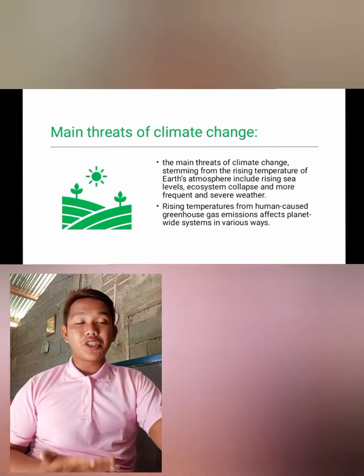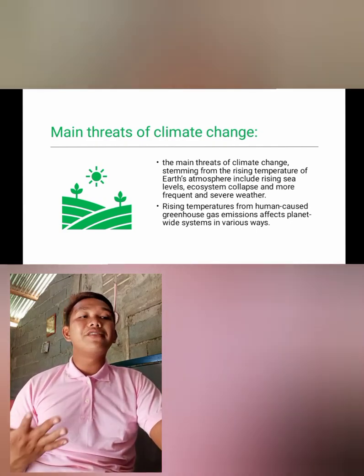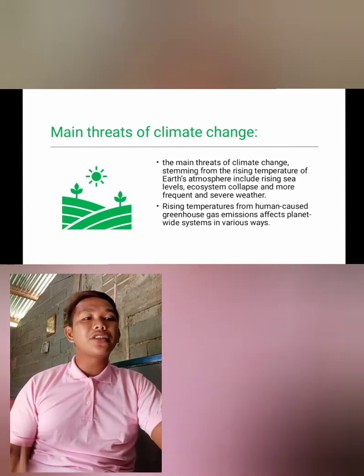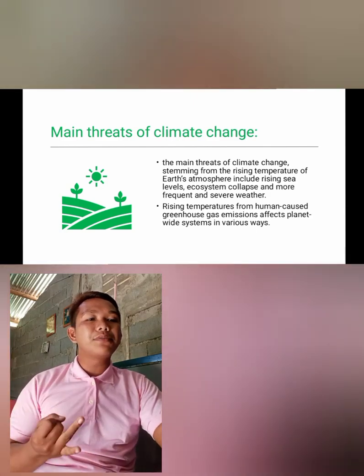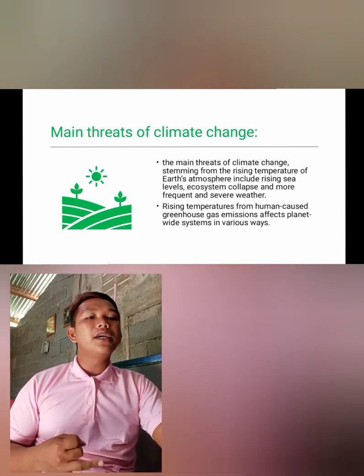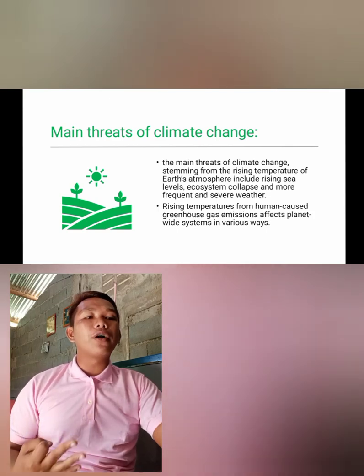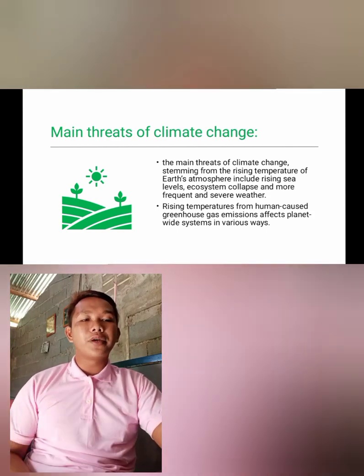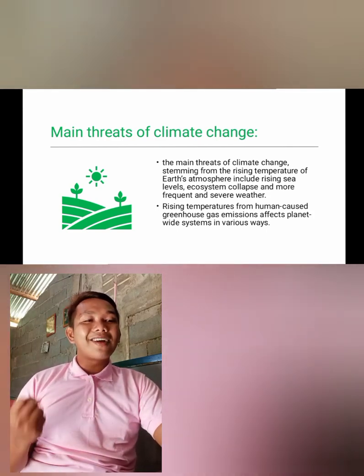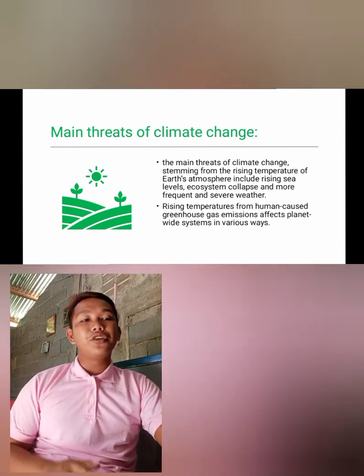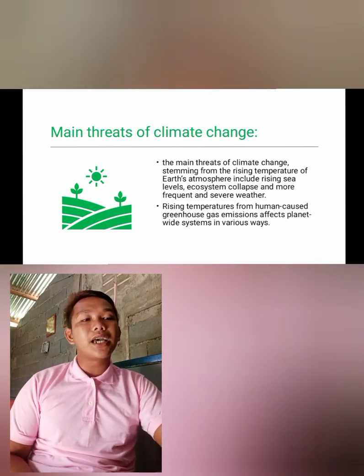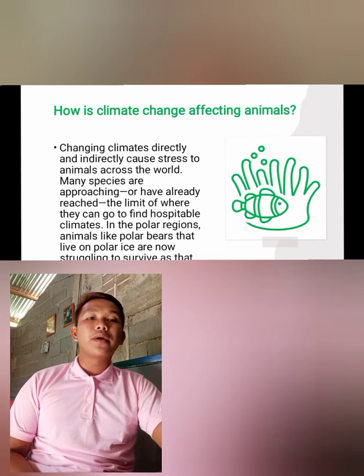Main threats of climate change. The main threats of climate change stemming from the rising temperature of Earth's atmosphere include rising sea levels, ecosystem collapse, and more frequent and severe weather. And next, rising temperature from human-caused greenhouse gas emissions affects planet-wide systems in various ways.